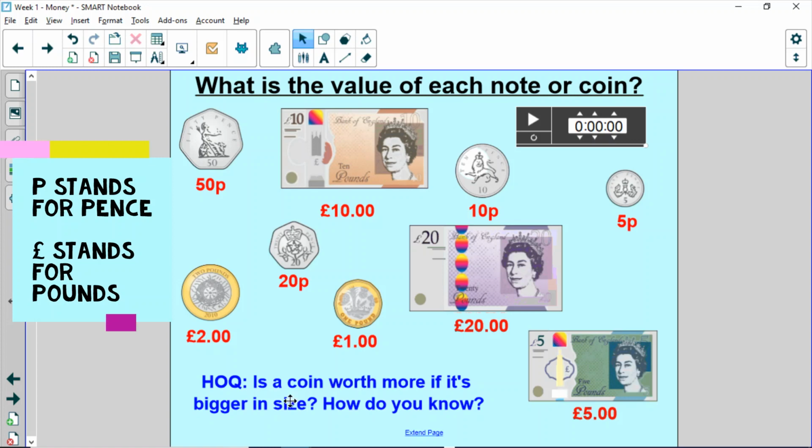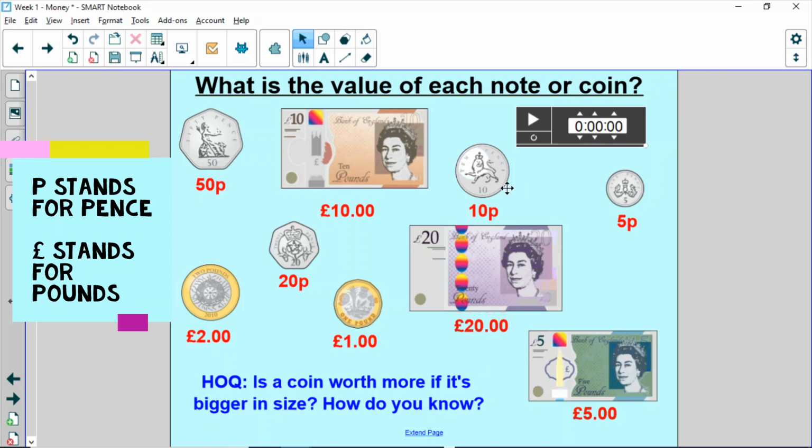In blue down here, it says, is a coin worth more if it's bigger in size? How do you know? Spend a moment and think about that question. Is it that the bigger the coin, the bigger the amount? Well, if we think about it, no, that's not a rule. As you can see from the picture here, it's more about the value of the number they represent rather than the actual size of the coin.